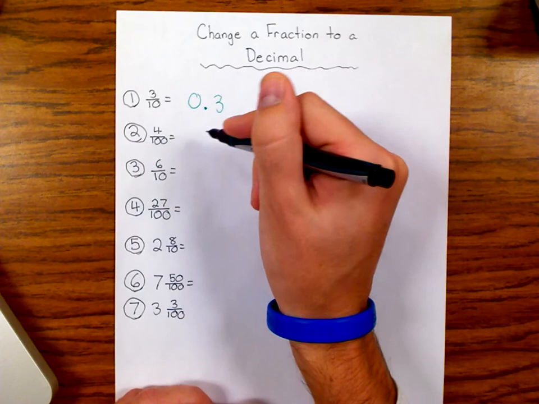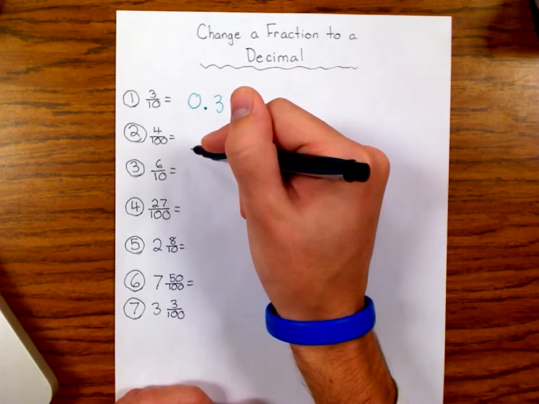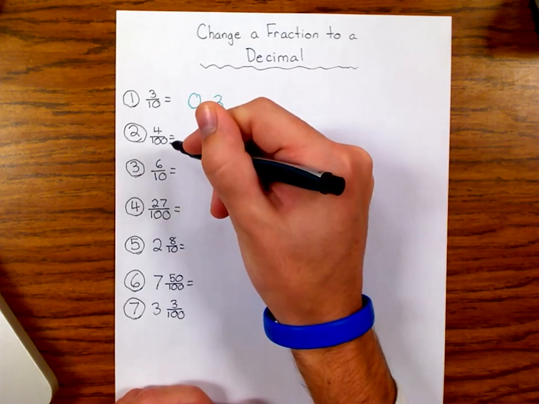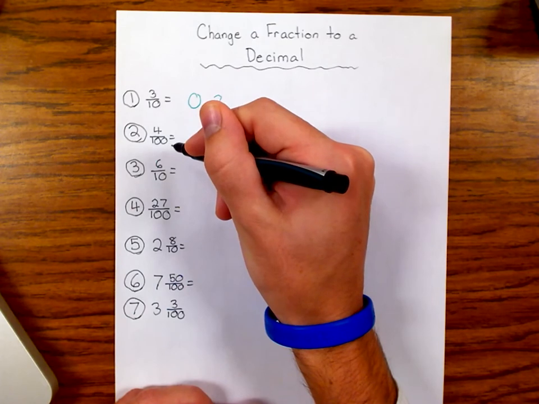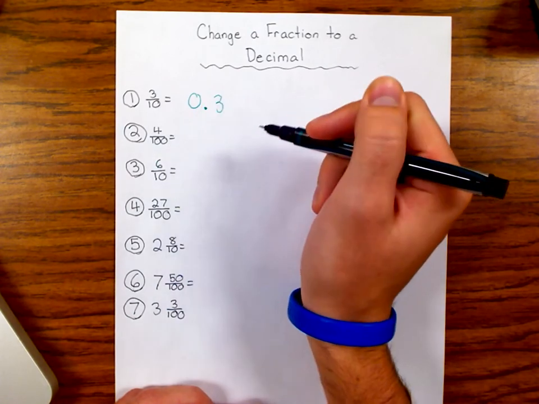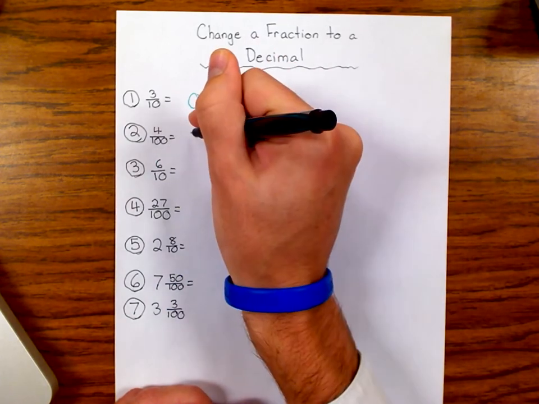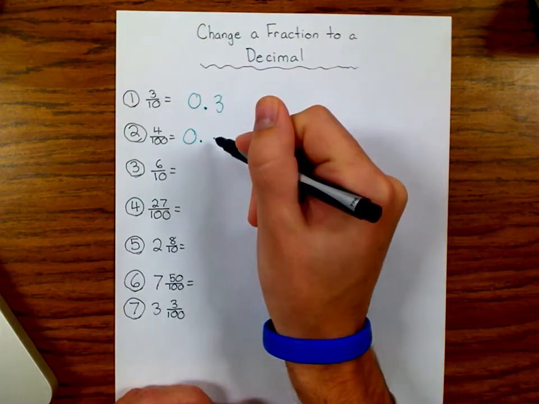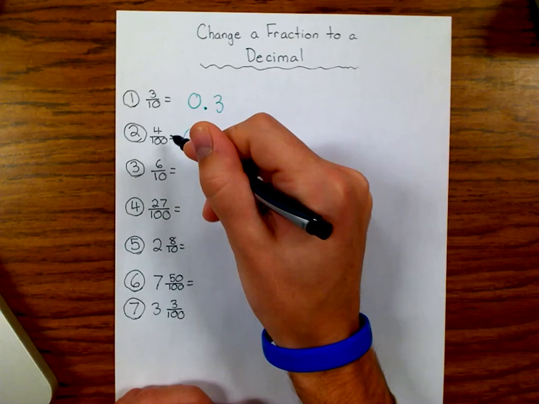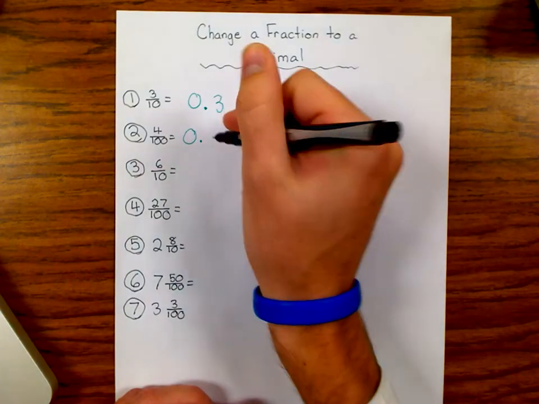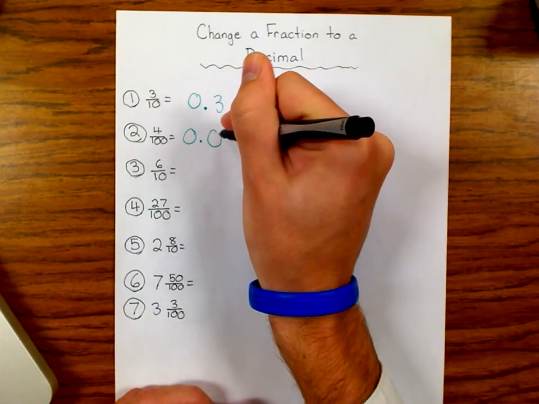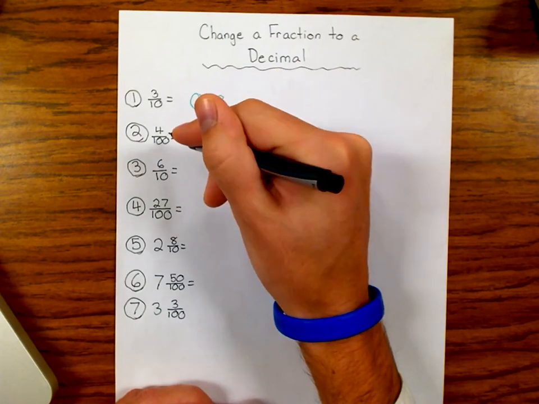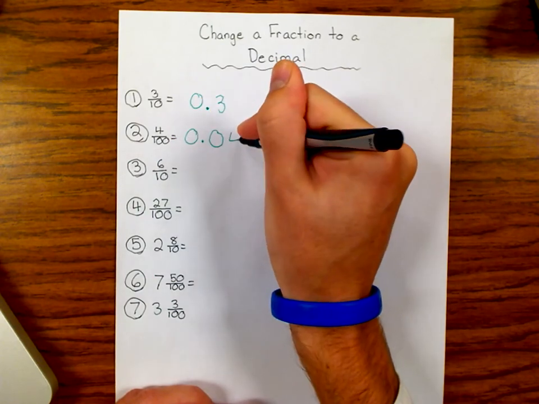Try number 2. 4 out of 100. Now, since the bottom is 100, I know I'm going to go to my hundredths place. So that would look like this. 0, decimal point. Now I have nothing right now in my tenths place. So I'm going to put a 0 there, and I'm going to go to my hundredths place, which I know will have a 4 in it.